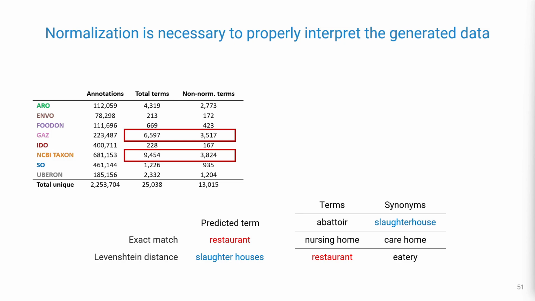One thing to note is that despite normalizing many terms, NCBI taxon and the GAS still had many non-normalized terms. Aside from some predicted terms not existing in the ontology at all, these two ontologies didn't do so well because of the underlying terms within the dataset. For the GAS, for example, the model made 80 predictions for the term Mississippi that could not be normalized. This is because the GAS only contains the term state of Mississippi, which falls below the 95% cutoff.